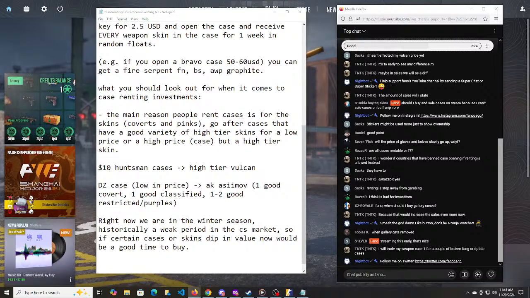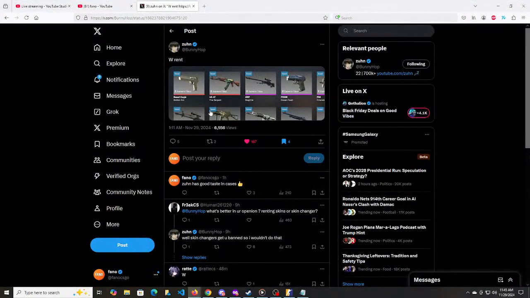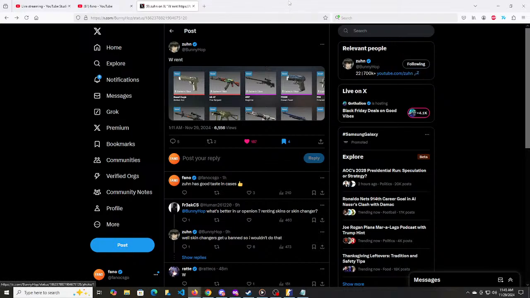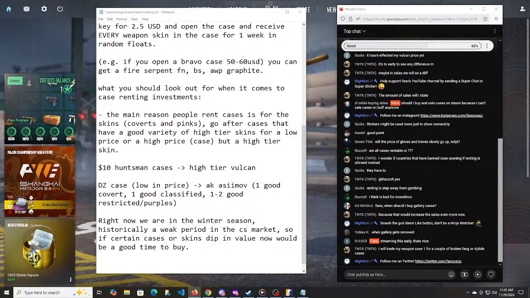Let me now show you guys something that I found interesting. For those of you that know who Zune is, Bunny Hopper, cheater, yada. He said W rent, and as you can see here, yep, when you rent, look at that. AK Fire Serpent expires in 7 days. Op Graphite expires in 7 days. So W renting, you can open old cases and you can get some rare stuff.